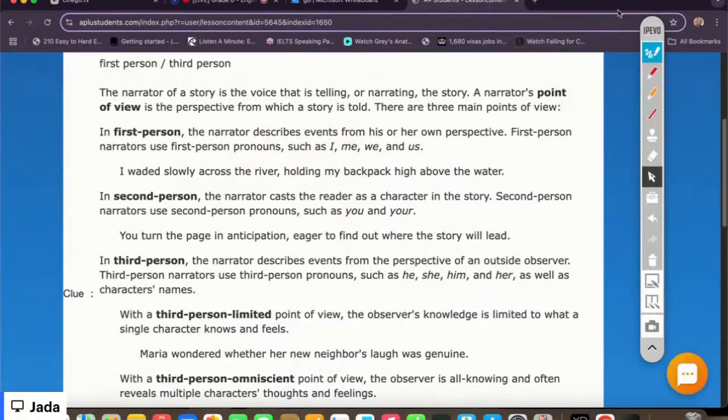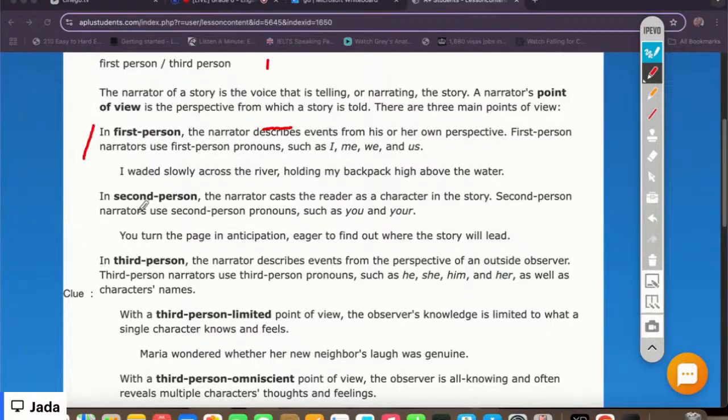So the narrator of a story is the voice that is telling or narrating the story. A narrator's point of view is the perspective from which a story is told. So there are three main points of view, and we will take note of the three main points of view. Okay.